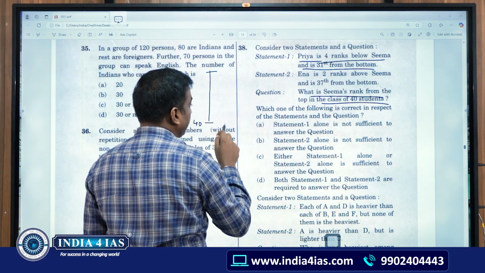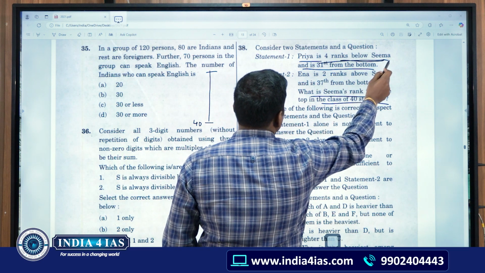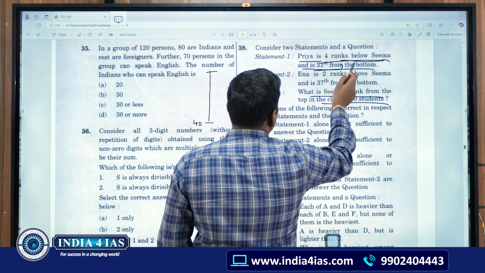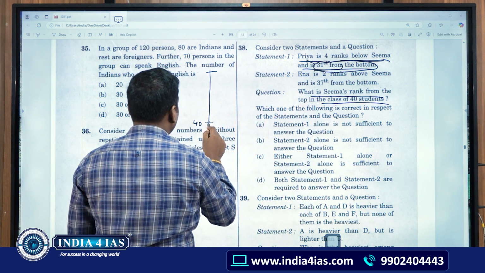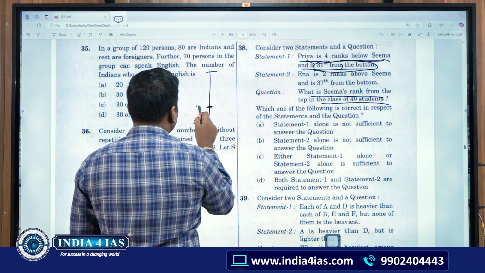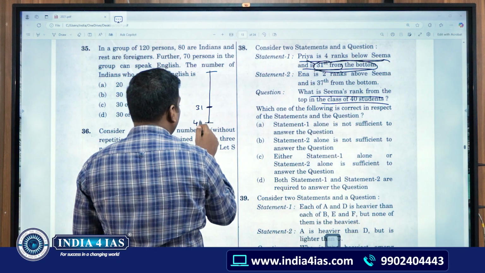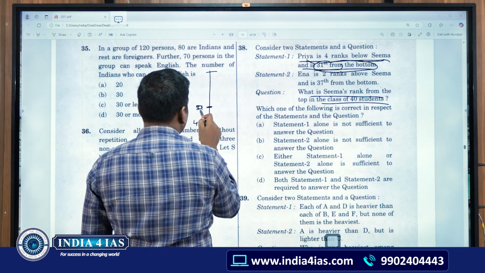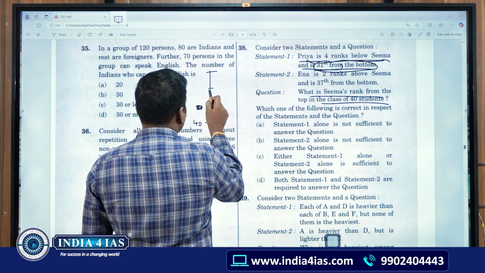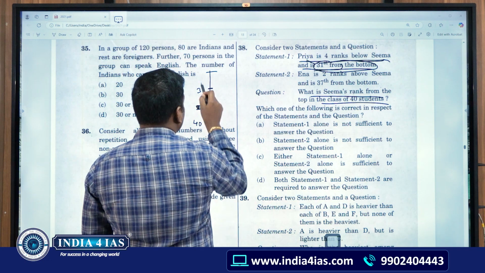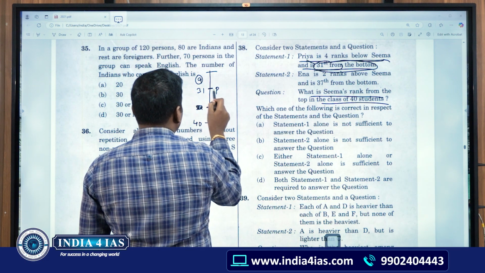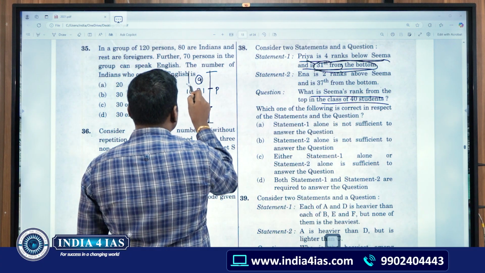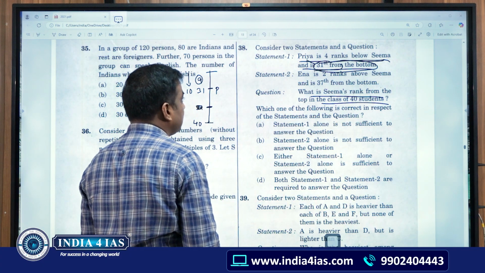Priya is 4 ranks below Seema and is 31st from the bottom. So 31st from the bottom is Priya. So here comes 31st from the bottom. Sorry, this is from the top. So 31st from the bottom is this. So 9 people are better than Priya. That means her position from the top is 10.